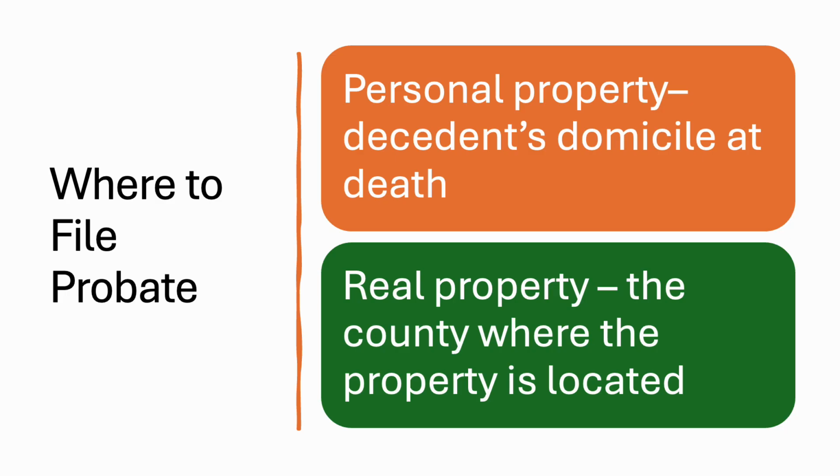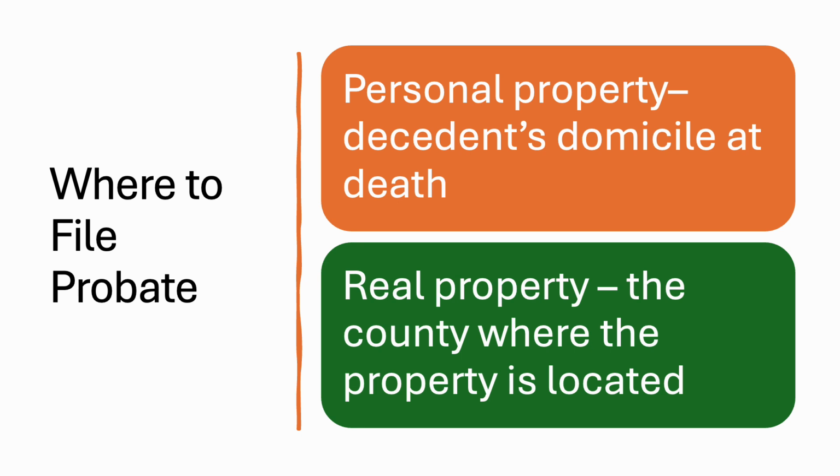Now let's talk a little bit about probate jurisdiction. We previously mentioned that assets subject to probate must go through a probate court. But how do we know which probate court has jurisdiction? For personal property, the beneficiaries are to file in the county where the decedent was domiciled at death. For real property, they must file in the county where the property is located.